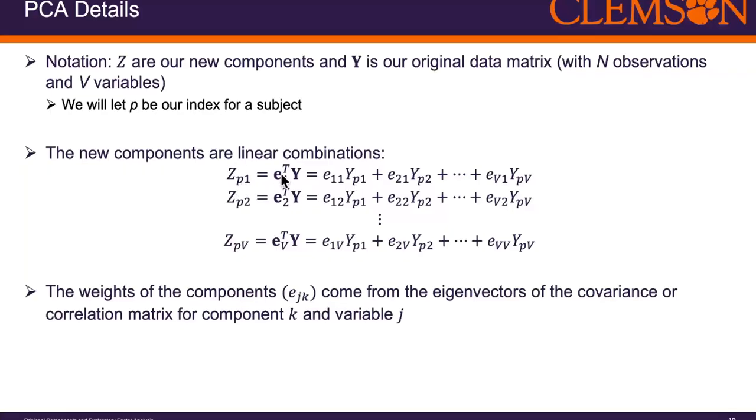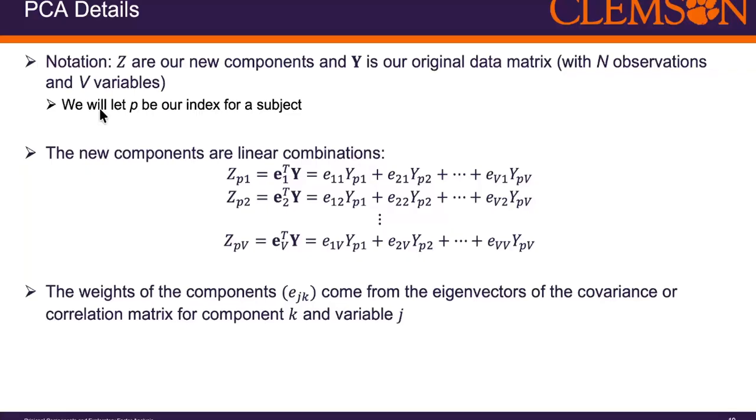How we find that is by taking the first eigenvector transpose times that person's vector of data. And what that ends up giving us is that each element, each weight of the eigenvector, is our weight for each variable. So the first element weights the first variable, second element weights the second, and so forth, all the way down to the last weighting the last variable.